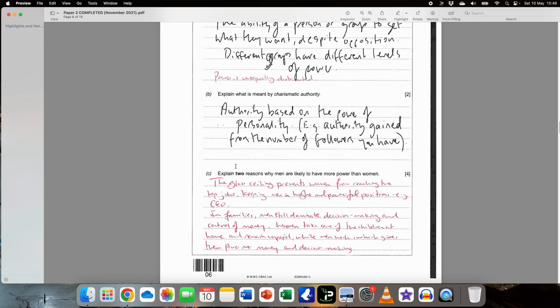Reason number 2, why men have more power than women. In families, men still dominate decision-making and control money. Women take care of children at home. This is unpaid, while men work, which gives them power over money and decision-making. So because men go out to work, women don't. They get the money. Women don't. They're financially dependent on their husbands. So men have more power over them. In work, the glass ceiling keeps women from the most powerful jobs. Therefore, men retain power there.